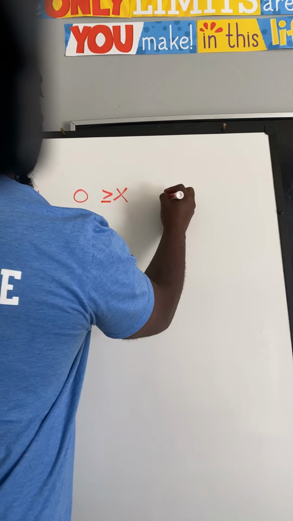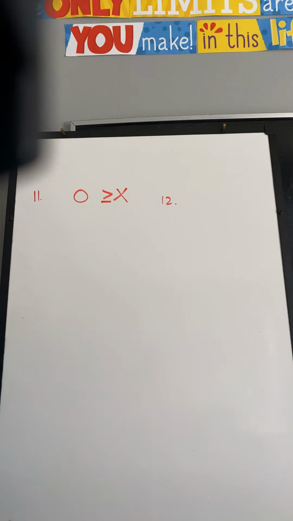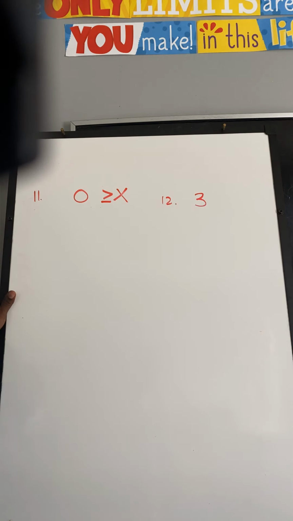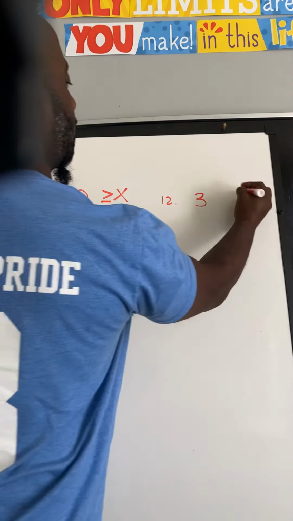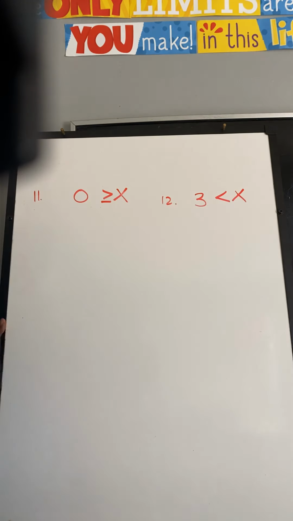Number 12. Let me grab my computer. Okay. Number 12. Go to the number. The number is 3. Open or closed circle? It is an open circle, and it is going to the right. Greater than, and it's an open circle, so there's no line.